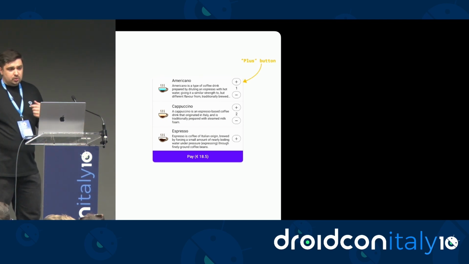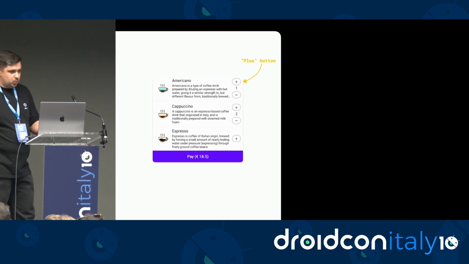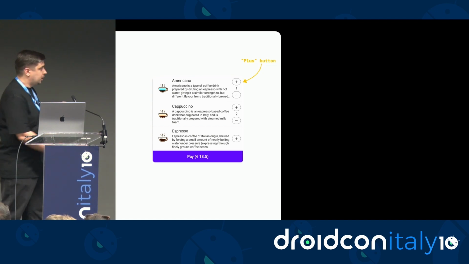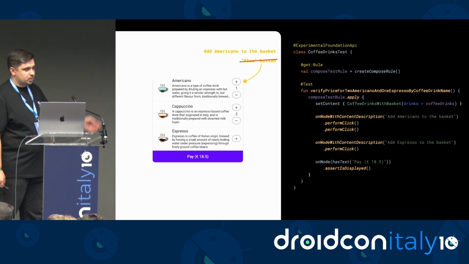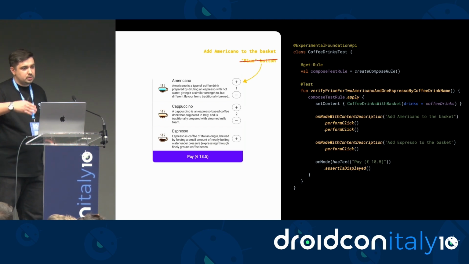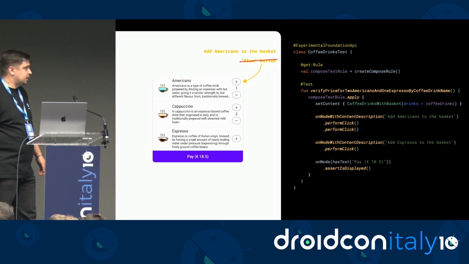So if we try to fix the main problem which we have, and the main problem is not our test, the main problem is accessibility, we add a bit more context: Add Americano to the basket. And right now, when you hear it, you think, okay, it's pretty understandable.